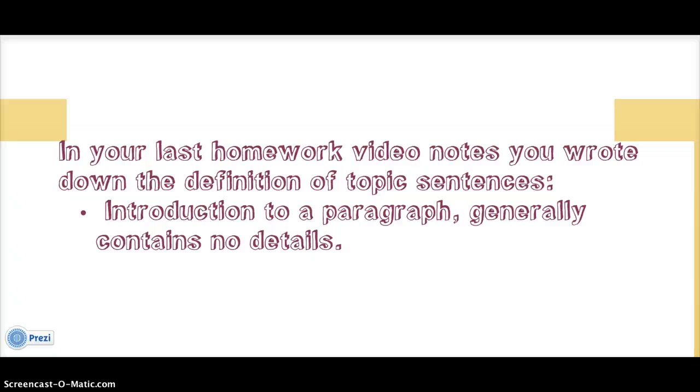So in the last homework video that you took on the components of a paragraph, you wrote down the definition of a topic sentence, which is that it's an introduction to a paragraph and generally contains no details. So we're going to practice writing different kinds of the first sentence of the paragraph. Anytime you're asked to write throughout the video, you are not writing a whole paragraph, you are only writing the topic sentence. So let's look at the different types of sentences.